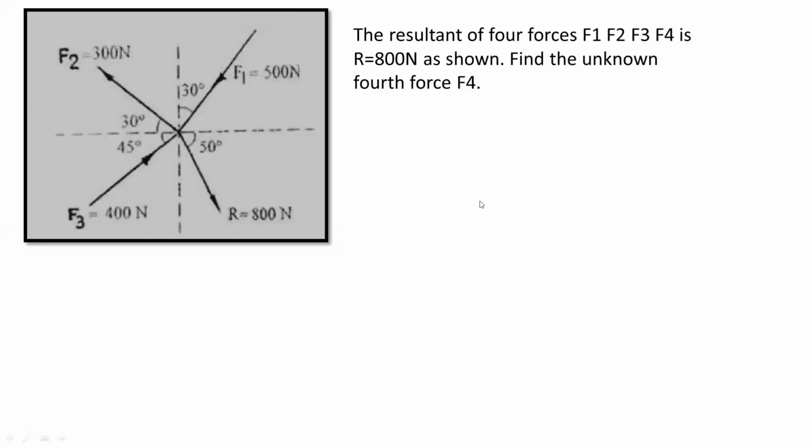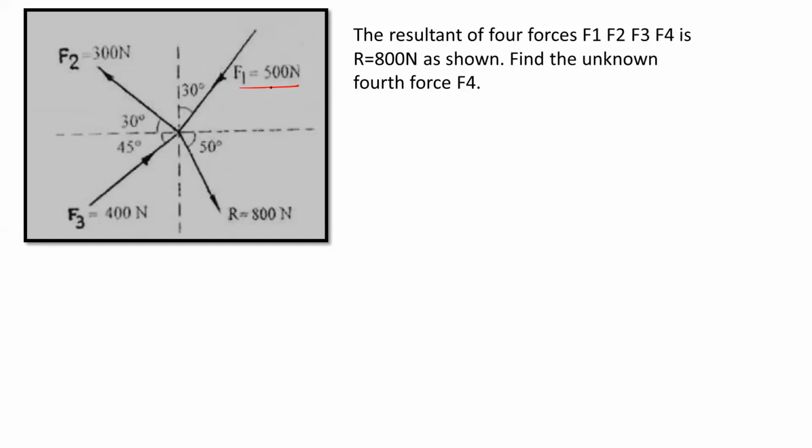Okay, so this is the third problem on the resultant. The statement is: the resultant of four forces F1, F2, F3 and F4 is R equal to 800 Newton as shown in the figure. Find the unknown fourth force F4. So here the resultant is given, that is equal to 800 Newton, and it is given in the problem that the system consists of four forces, F1 to F4. Okay, so out of these four forces, three forces are shown in the figure.